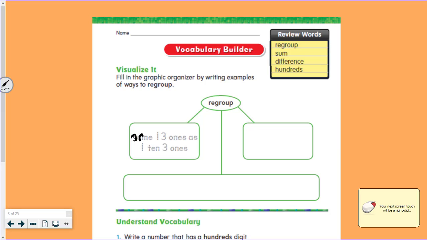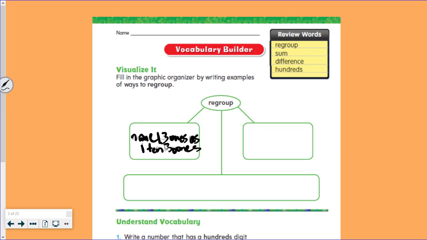So name 13 ones as 1 ten, 3 ones. Okay, so what's another way that we could show regrouping, right? I could name a bigger number, right? Like I could name 25 as 110, right?